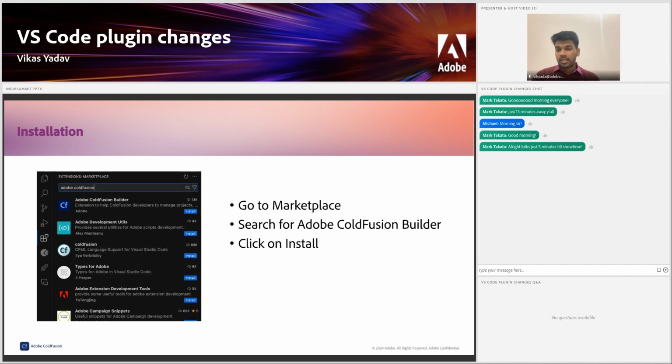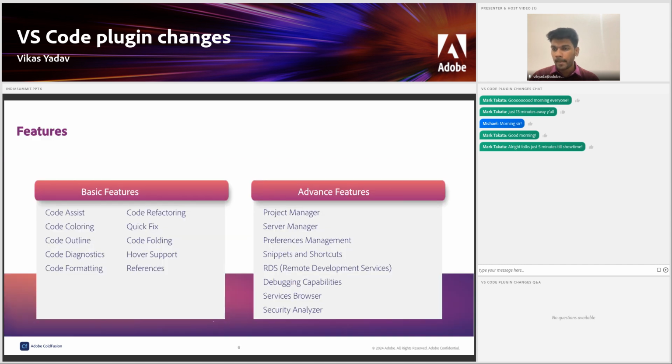As for the installation part, there's nothing to it. We just have to go to the VS Code Marketplace, search for Adobe ColdFusion Builder, and then click on install. I'll be showing you this once I move to the demo part.